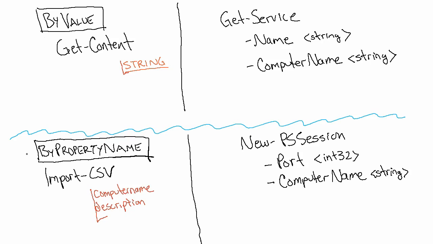Pipeline parameter binding by property name works slightly differently. Let's say that I'm importing a CSV file that has two column names.